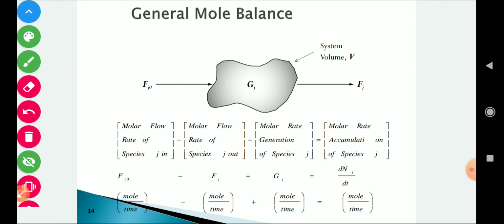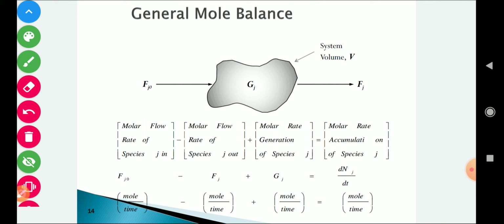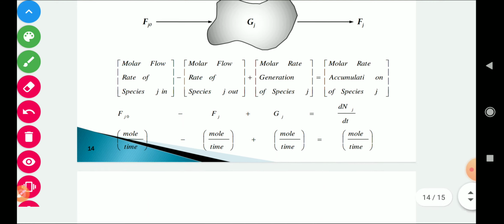Or you can say the rate of input will be equal to the rate of output, and if there is any generation or consumption of the species due to chemical reaction, then this term will be equal to the rate of accumulation, the rate at which the species accumulates in the reactor. In this way we can apply the material balance. We will use this while designing different types of reactors in our next classes.